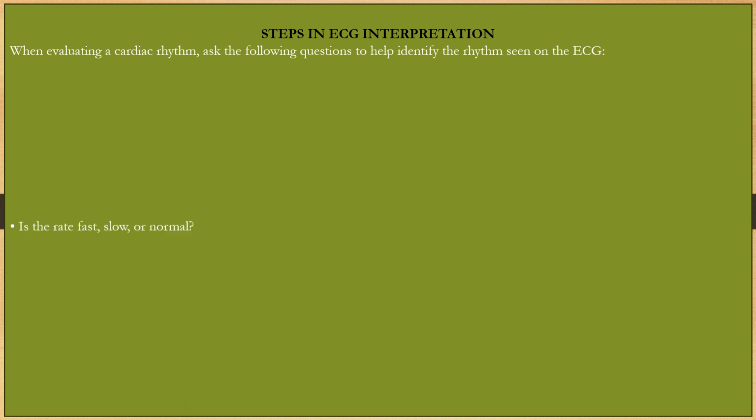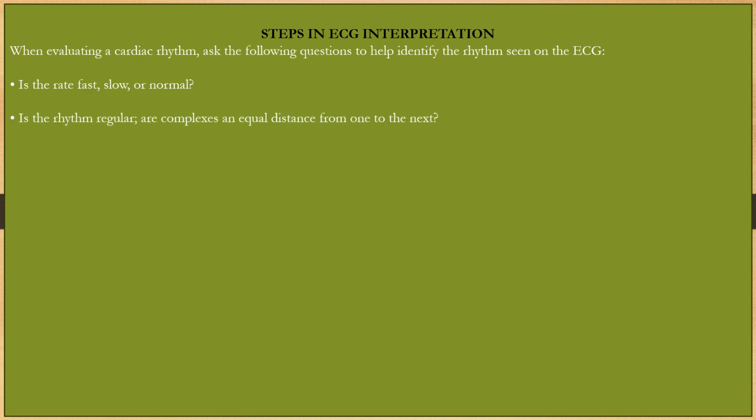What are the steps in ECG interpretation? This is another thing which you need to know. When evaluating a cardiac rhythm, ask the following questions to yourself to help identify the rhythm seen on the ECG. Is the rate fast, slow, or normal? That is the first question you need to ask. Then, is the rhythm regular? Are complexes an equal distance from one to the next?